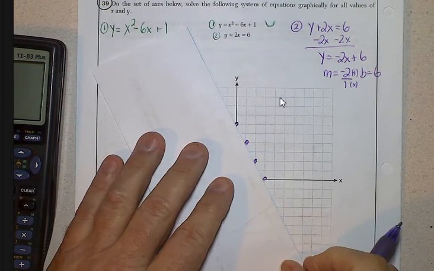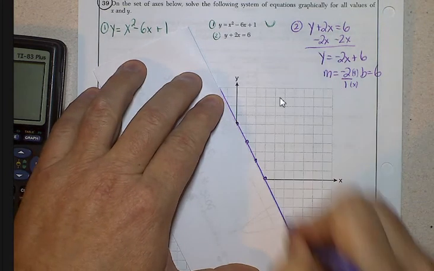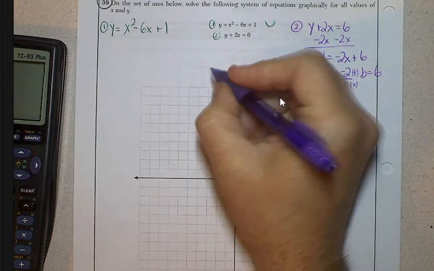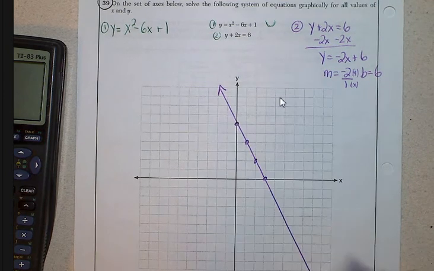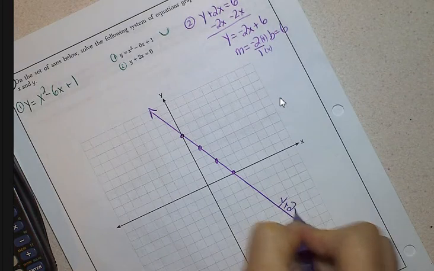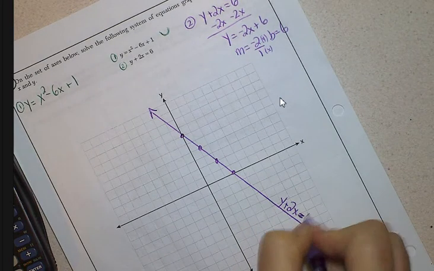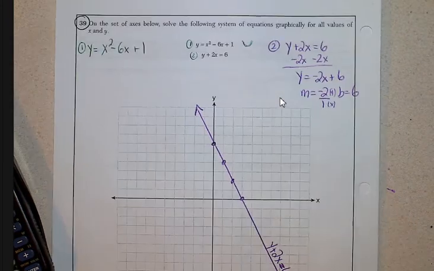This is your linear line, so take your ruler, solid line all the way through the coordinate plane. Remember, arrows on the end, and then label the original, y plus 2x equals 6. All right, you get that one done and out of the way.